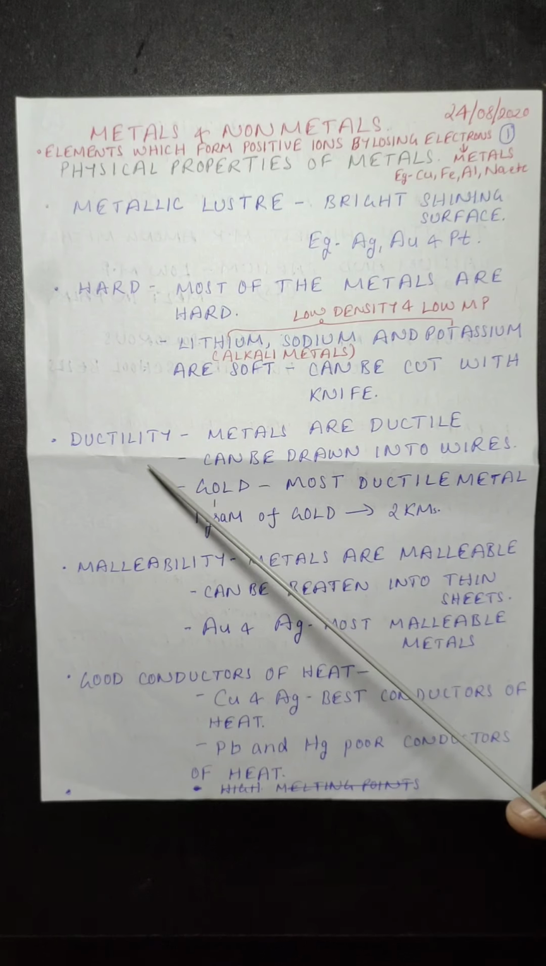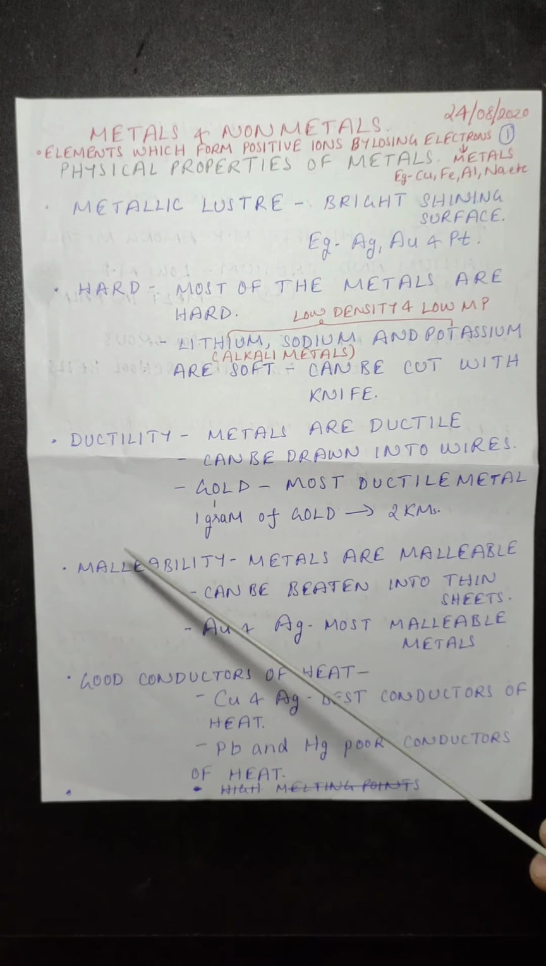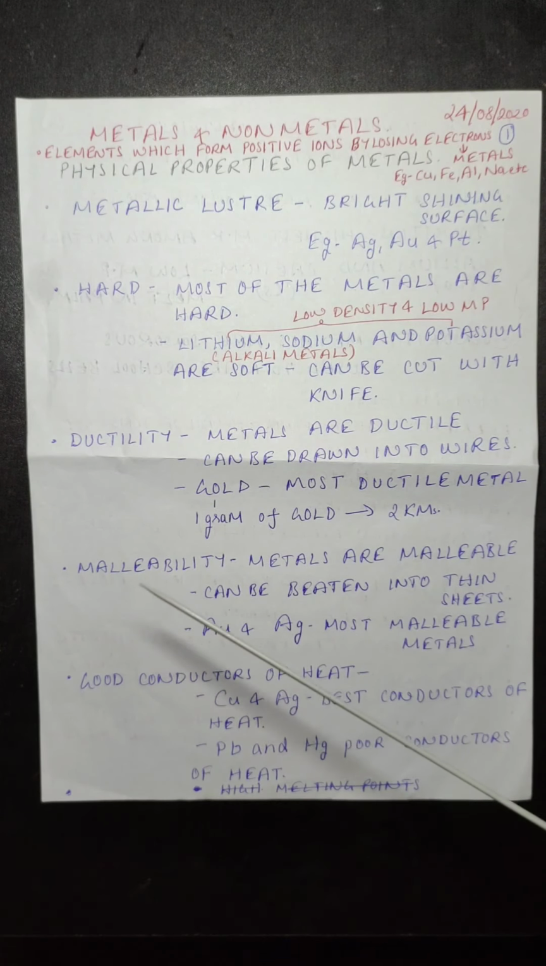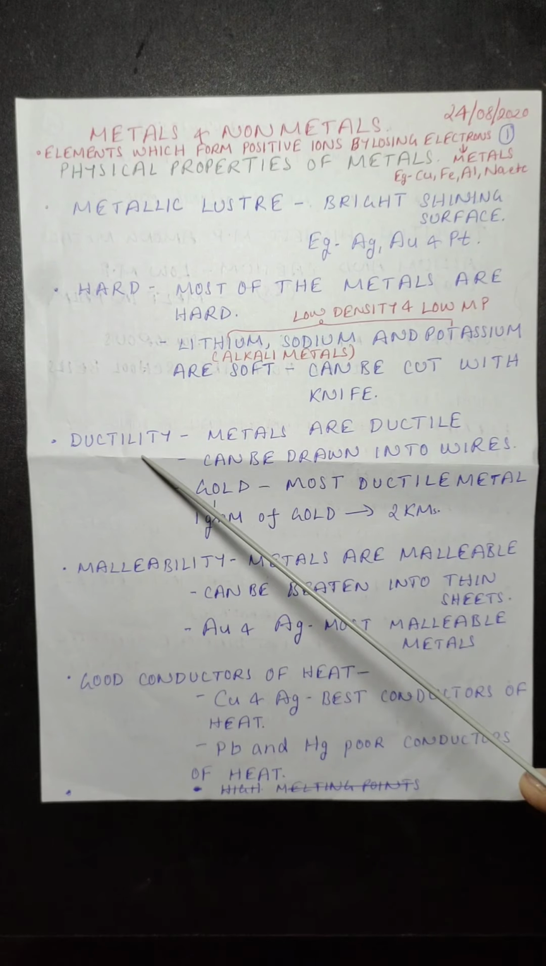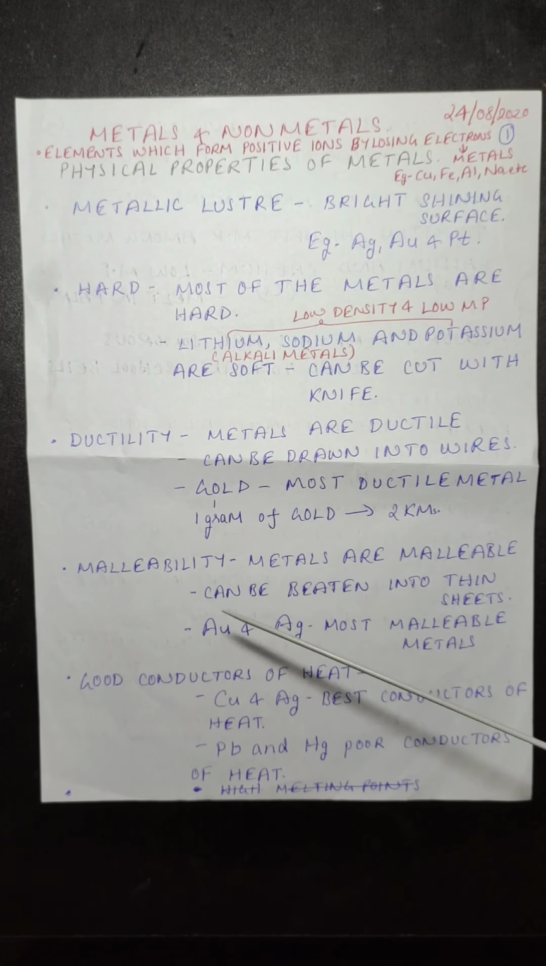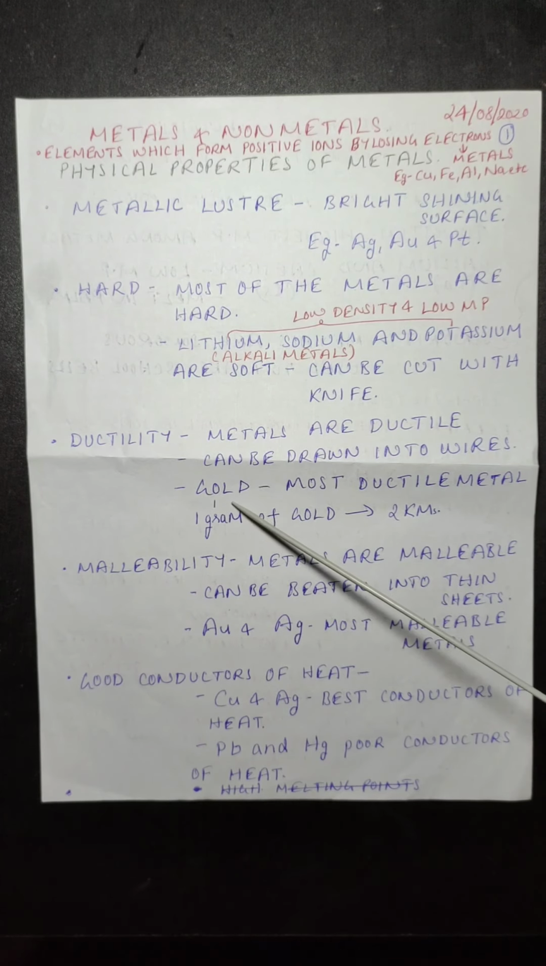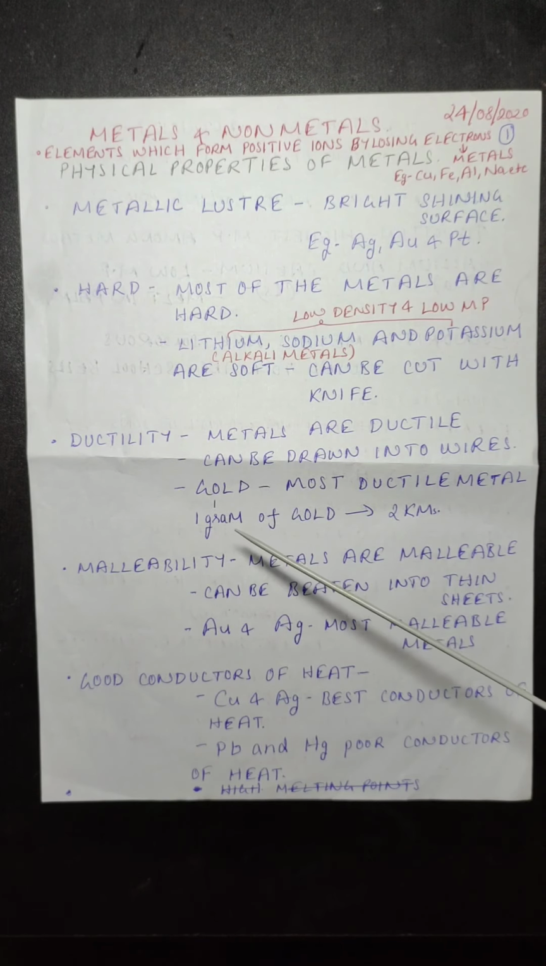Then the third property, ductility. Do you know what ductility means? Metals can be drawn into wires. This nature of metals, in which we can draw them into wires, is called ductility. Then do you know which is the most ductile metal? It is gold. One very interesting fact has been given in your textbook.